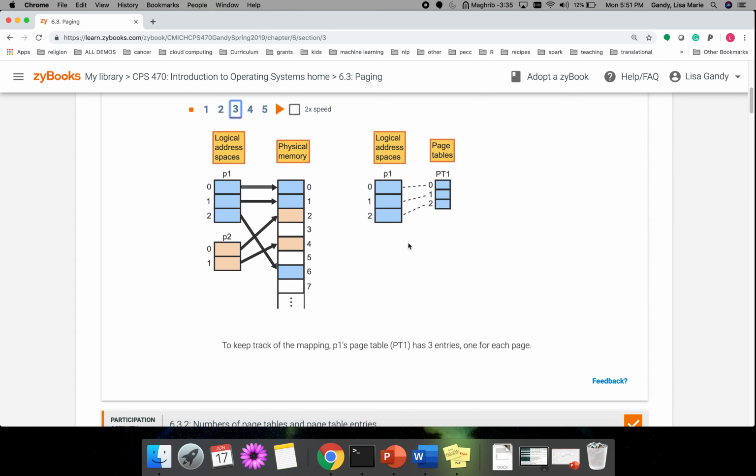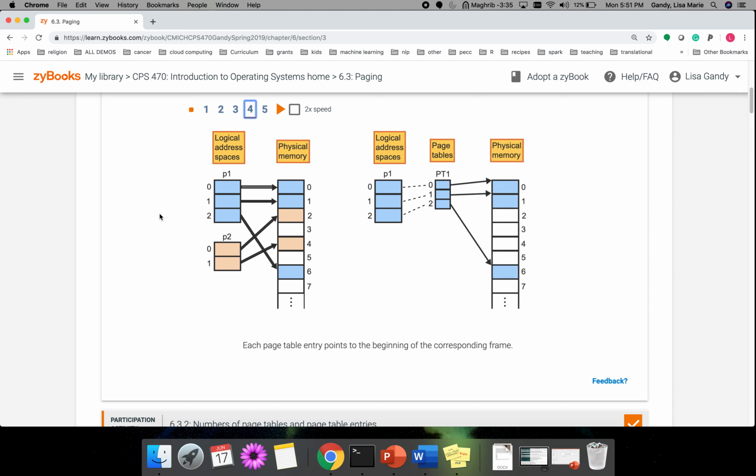To keep track of the mapping, we're going to have a page table for each process. Each page table entry is going to then point to the frame. So we'll have an intermediate page table here, one for each process, so we'll have 2 of them. And so P2's page table is going to point to the 2 frames holding pages 0 and 1.